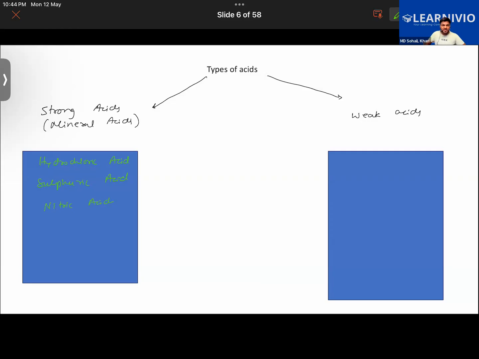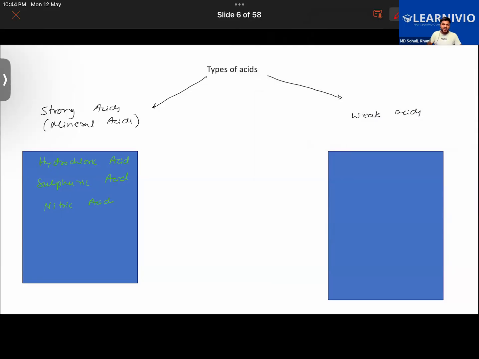Strong acids are highly corrosive in nature. If they were to drop on some substances, they can cause so much damage to them. Getting it? They can eat the surface of metal, and they can burn the skin. So those are the strong acids. On the other hand, we have the weak acids.